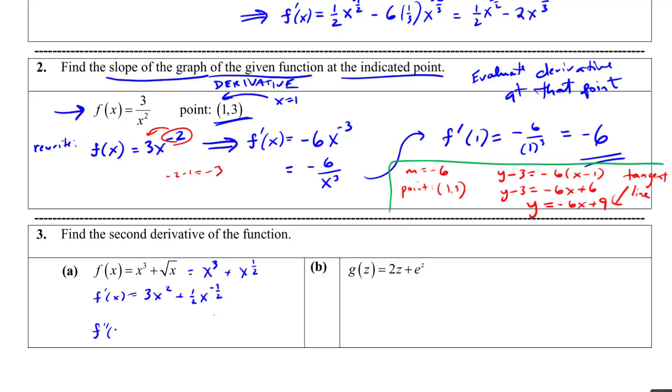All right, do another derivative. So this would be 6x minus 1/4 with the minus 1/2 multiplying the plus 1/2, x to the minus 1/2 minus 1 is minus 1/2 minus 2/2, minus 3/2.